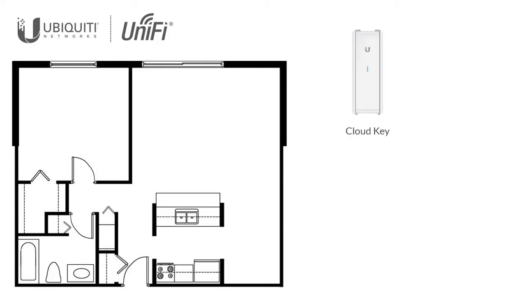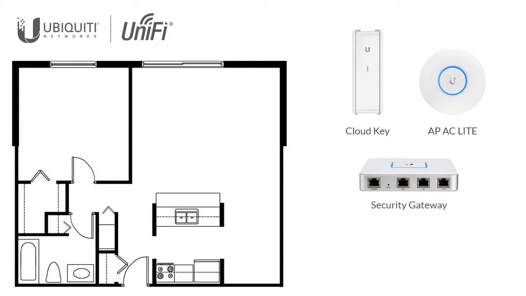It's a very small space, so an AC Lite will be more than sufficient to provide Wi-Fi. And the same could be said if this was a rollout in, say, a small cafe. If you've only got capacity for 20 or 30 people, and some subset of those are going to be using Wi-Fi over a pretty constrained space, an AC Lite would be just fine. I'm going to add a security gateway, and to tie it all together, a Switch 8.